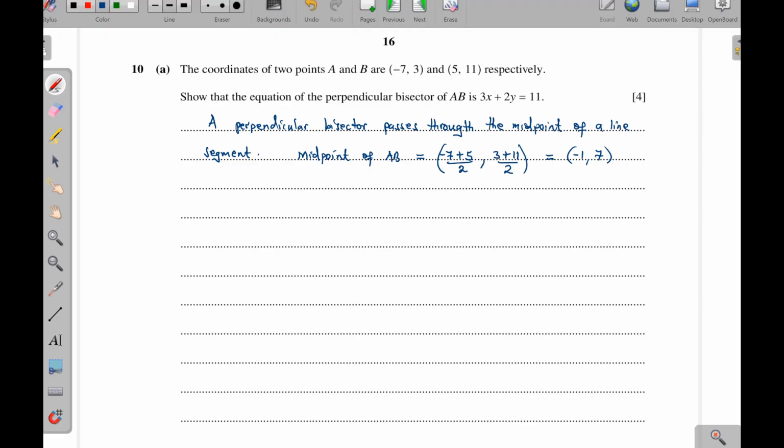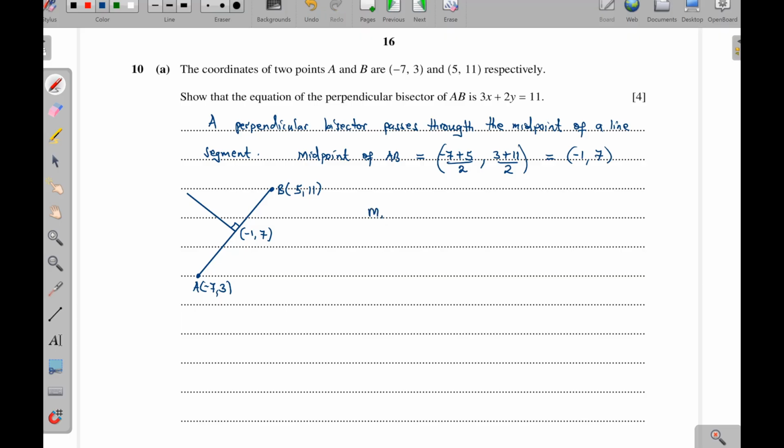Then number 2, by the way, I have these coordinates here. So let's say this is our A, negative 7, 3. Then this is our B, 5, then 11. Then the midpoint here, we have seen the midpoint is negative 1, then 7. Okay, this is the perpendicular bisector.